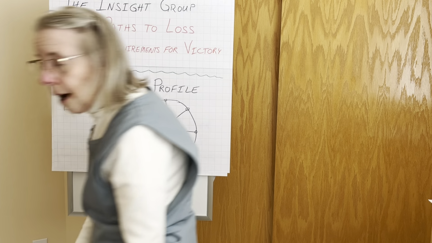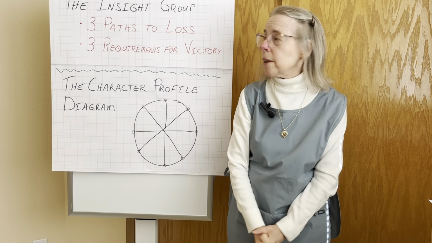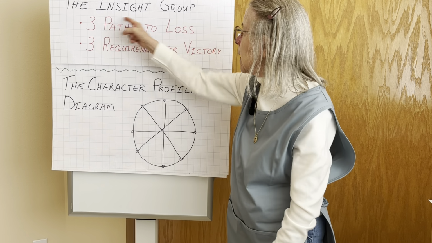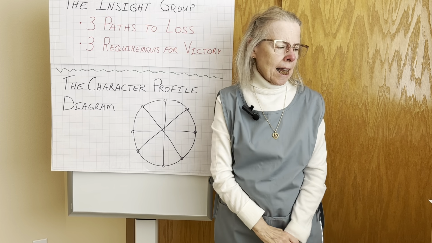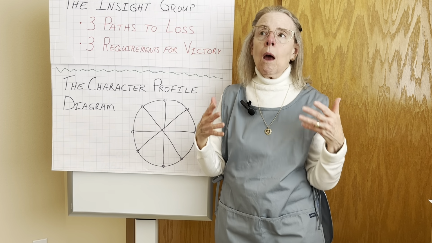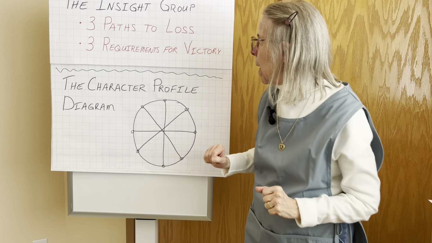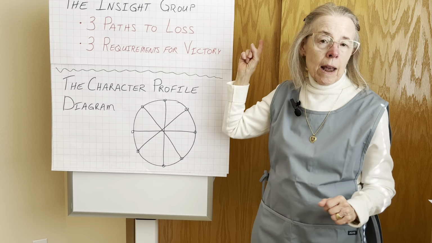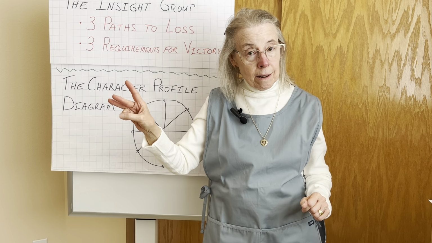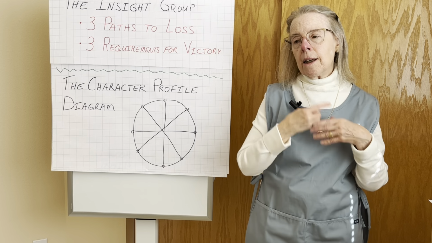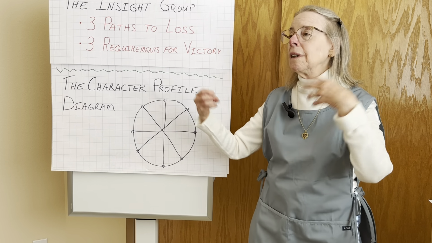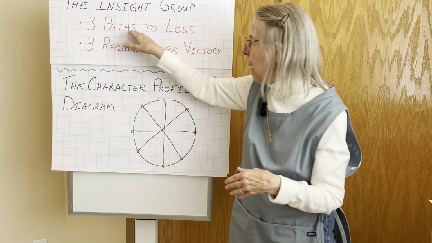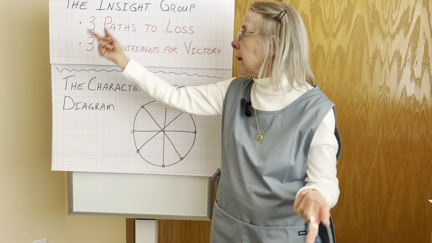So now it's time to talk about the group that circumspection belongs to. Circumspection belongs to a group called the insight group. And the insight group, it's kind of hard to talk about groups when you've only got one character trait. But what the insight group has in common is that they will always have those same three pathways to loss that we saw: negligence, temerity, and resistance. So we'll see those three paths to loss showing up again and again in the insight group.